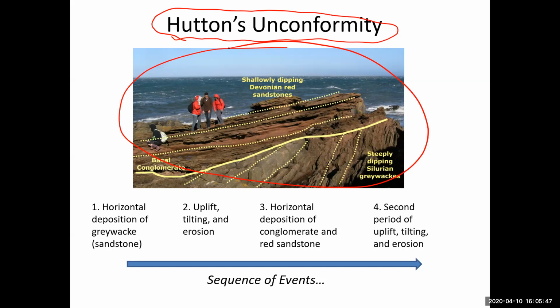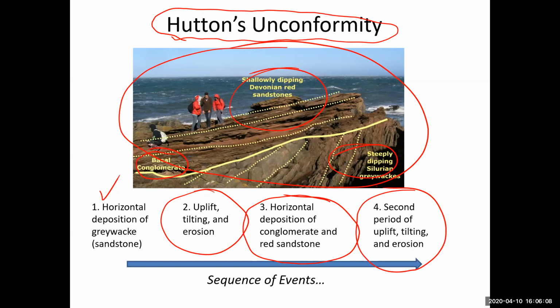So what Hutton realized is we first had deposition of the older sandstone, and then we had uplift and tilting and erosion, and then we had deposition of the younger conglomerate, and also what's called the red sandstone locally. And then we had a second period, in this case, of tilting and uplift and eroding. And the reason we know that there's not just one, but two episodes of uplift and tilting is that both the older and the younger layers are tilted.